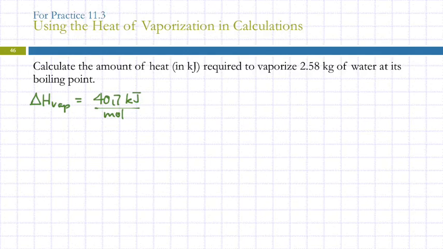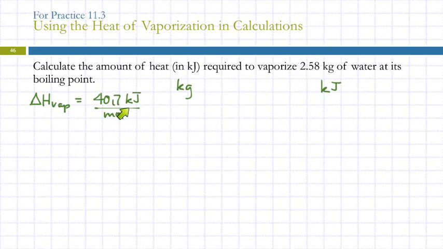It's negative, right? Well, it depends on the direction. If we're vaporizing, it's positive. If we're condensing, it's negative. And then I've got 2.58 kilograms of water. So I've got kilograms of water, and I want to end up with kilojoules. What do I need to do in between? Stoichiometry? Well, not really. Dimensional analysis. Same thing. Very similar.